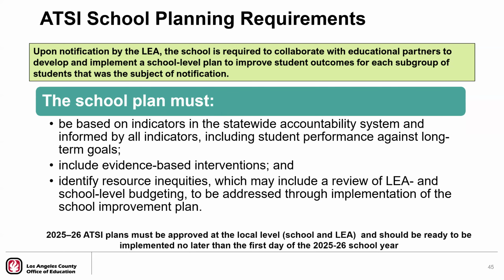So for ATSI, upon notification of ATSI status by the LEA, the school is required to collaborate with ed partners again to develop and implement a school-level plan to improve outcomes for each subgroup of students that cause the school to be identified for ATSI. The ATSI school plan must adhere to the following requirements. So again, it's to be informed by all state indicators on the California School Dashboard, include evidence-based interventions, and also identify resource inequities at the school and LEA level. And it bears repeating, the 25-26 ATSI plans must be approved at the local level, and they should be ready to be implemented no later than the first day of the 25-26 school year.